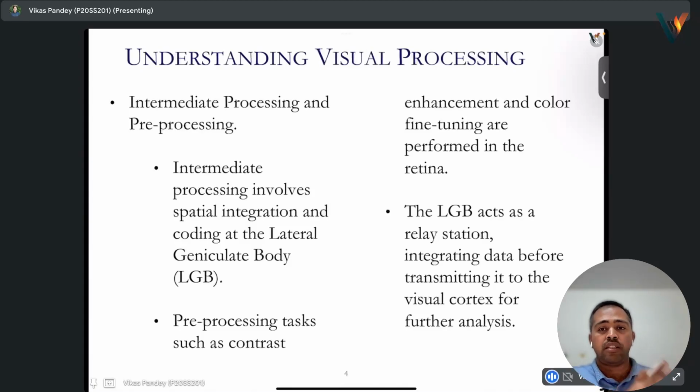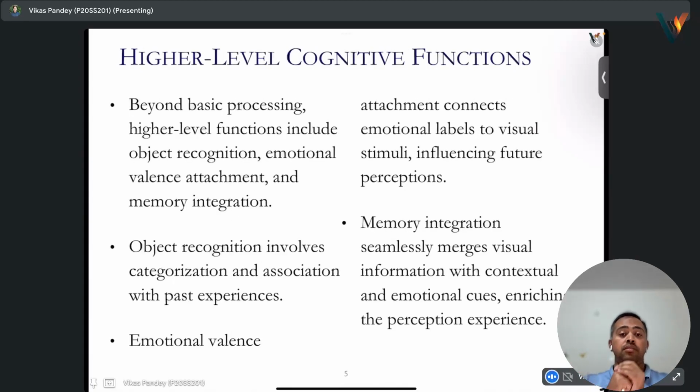The pre-processing tasks such as color contrast understanding and color fine-tuning are performed in the retina itself, as I said. So light is coming, and some pre-processing, that is contrast and color understanding, is happening there. We are not understanding yet, and a colored image containing contrast is formed. You can say that a rasterization kind of thing is happening. Then it is integrated and transmitted to the visual cortex for further understanding.